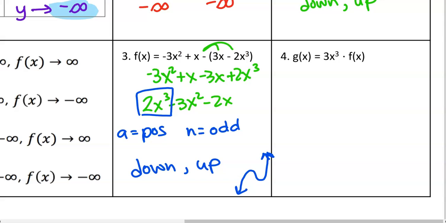All right, number 4 wants me to take 3x cubed times the f of x right before it. Do I have to do all of that? No, I really just have to do 3x cubed times what? 2x cubed. I only care about this piece, right? I don't have to do the whole thing. 3 times 2 is 6, x to the power of.